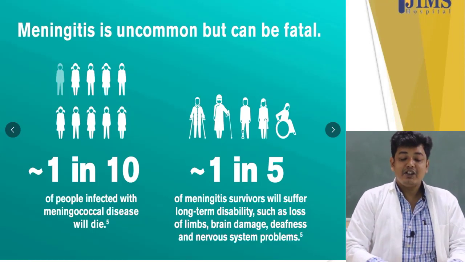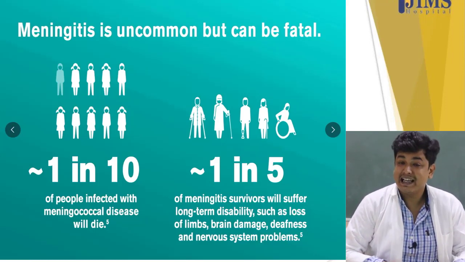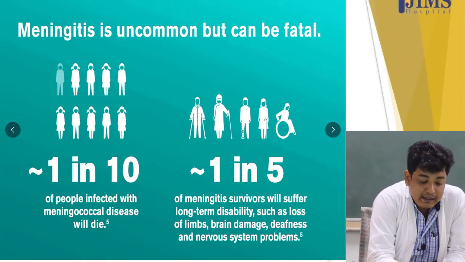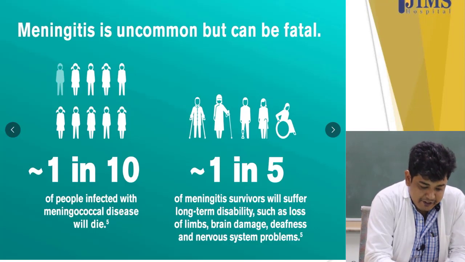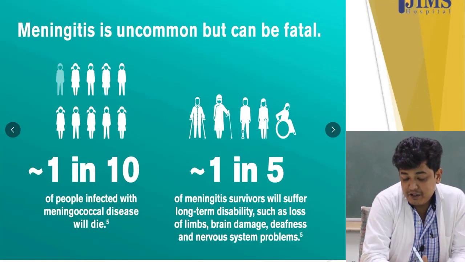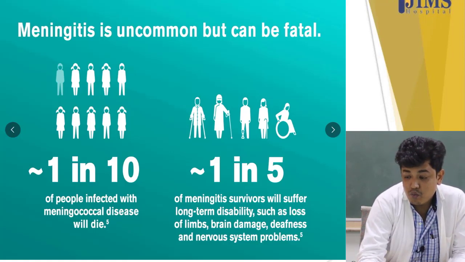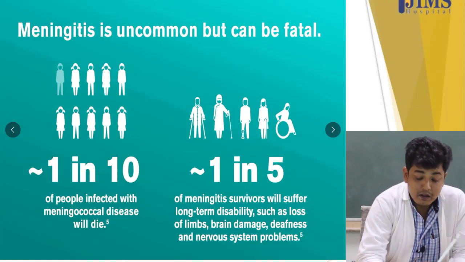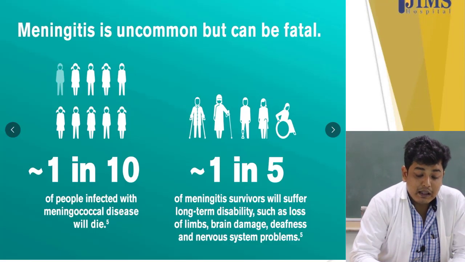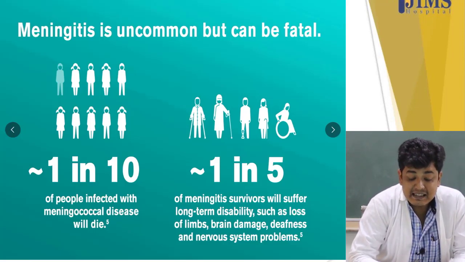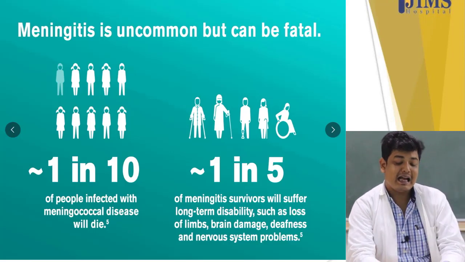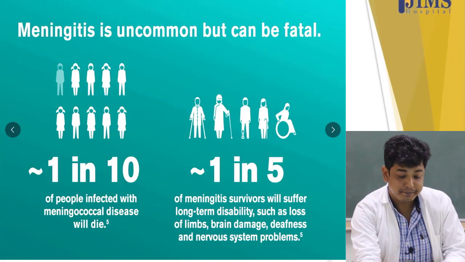See, meningitis is uncommon, but it can be very fatal. Why? If you can see the data over here, one in every 10 people infected with meningococcal disease will die. So, of 10 patients having meningococcal disease, one is bound to die. And out of every 5 meningitis survivors, one will suffer from long-term disabilities such as loss of limb, brain damage, deafness, and nervous system problems.